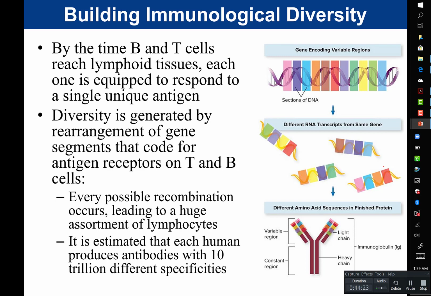It's estimated that each human produces antibodies with 10 trillion different specificities. So think about that, 10 trillion different specificities. That's a lot of genetic diversity. And again, it all comes down to this alternative splicing.